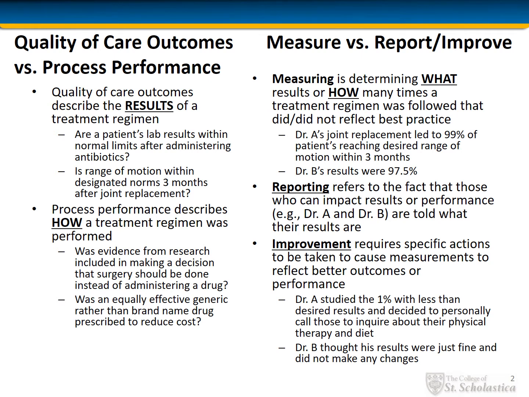Now let's look at quality of care outcomes versus process performance and measure versus reporting and improving. The National Committee for Vital and Health Statistics, or NCVHS, is a statutory advisory committee to the Secretary of the U.S. Department of Health and Human Services on vital statistics, birth and death certificate data content and use, and HIPAA transactions, code sets, identifiers, privacy, security, and patient medical record information and electronic exchange of such information.